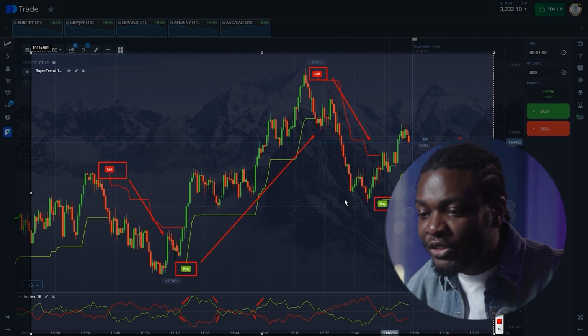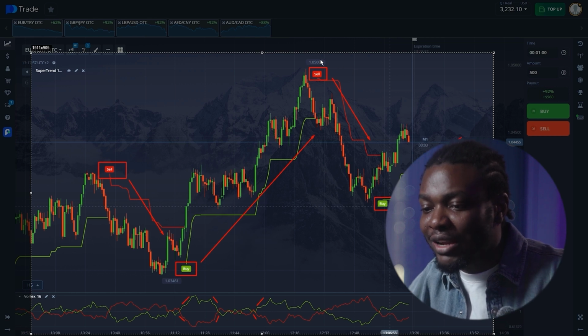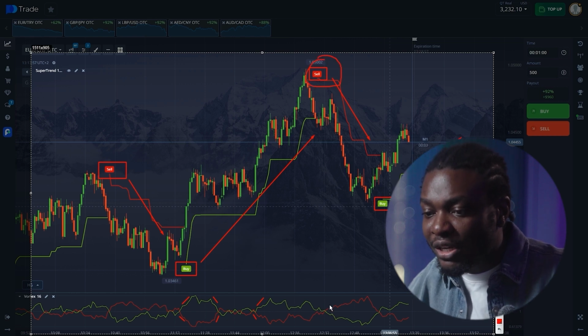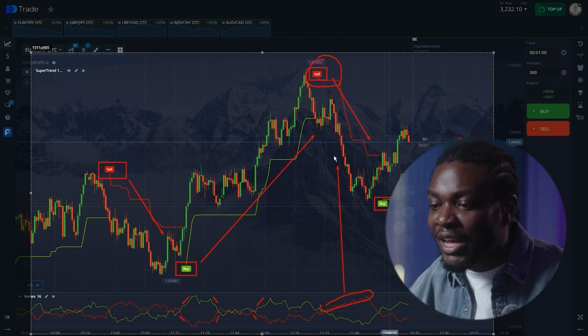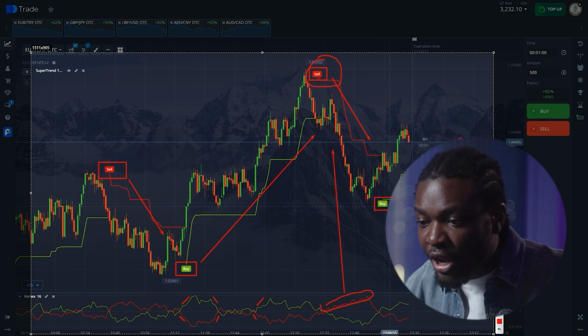Our perfect entry signal occurs when Supertrend and Vortex align, which you can see here. When both indicators agree, we open the trade, and that is the entire strategy, folks. Now we're ready to trade.